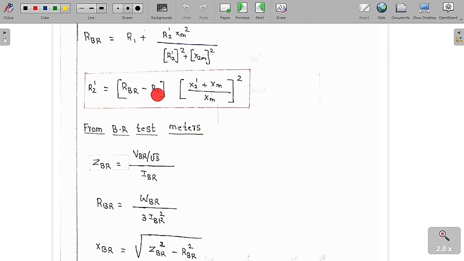So we can get R2 dash and also X2 dash. With the help of the blocked rotor test, we can get the values of R2 dash and X2 dash. Listen carefully: with the help of the no load test, we can get the values of R1, X1 and Xm, whereas with the help of the blocked rotor test, we can get the values of R2 dash and X2 dash. This is the point that you always have to remember. We know R2 dash and X2 dash is nearly equal to XBR by 2.